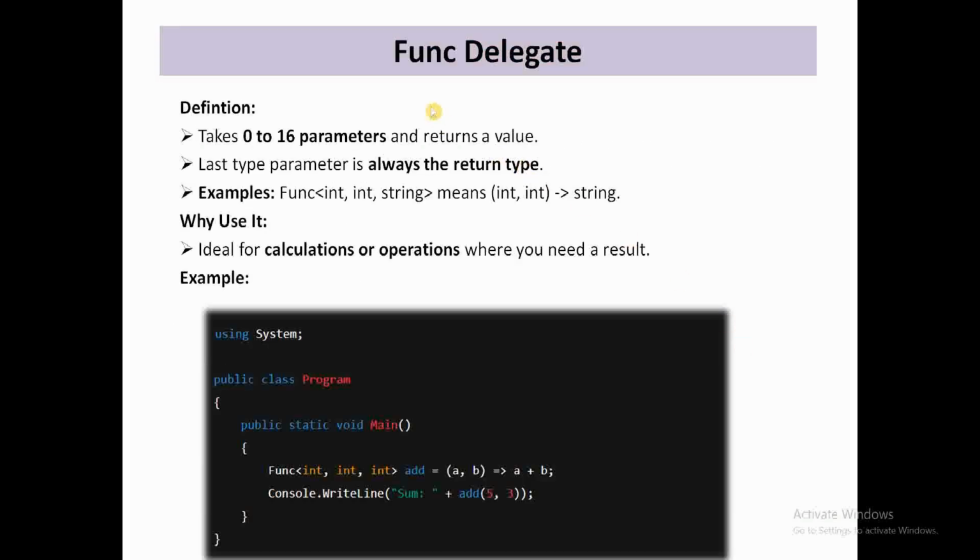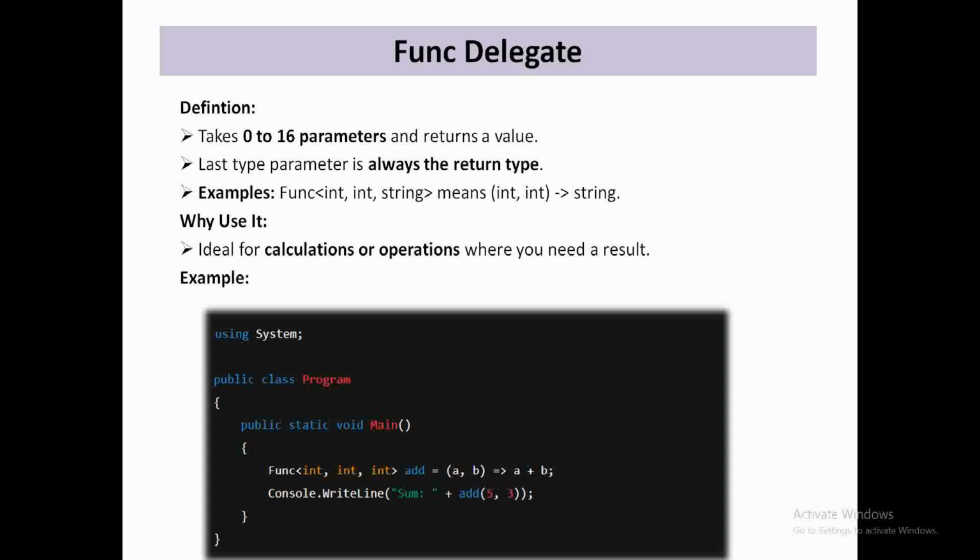First generic delegate we have, that is Func delegate. It takes 0 to 16 parameters and returns a value. So if we want to go with Func delegate, we can provide 0 to 16 parameters plus one parameter, that is a return type, meaning a total of 17 parameters we can provide.